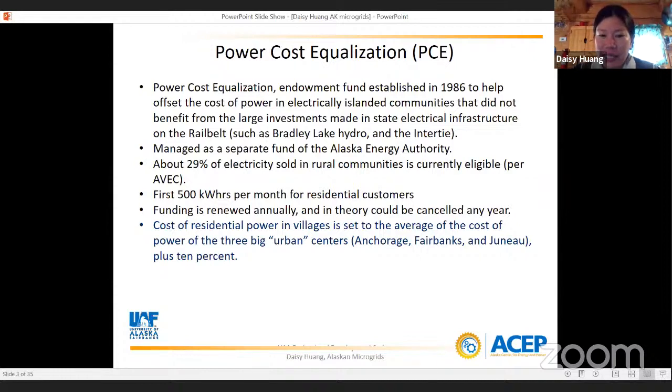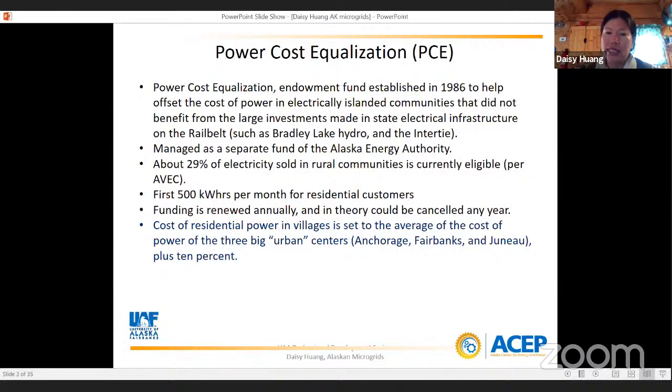But the result of PCE is that the cost of residential power in villages is set artificially, basically, not to profit the utility. What you do is you average the cost of power in the three big urban centers, Anchorage, Fairbanks, and Juneau, average the three, and then add 10%. That is the most that residential customers should pay for their first 500 kilowatt hours in PCE communities. Commercial entities like the store don't get the PCE rate.